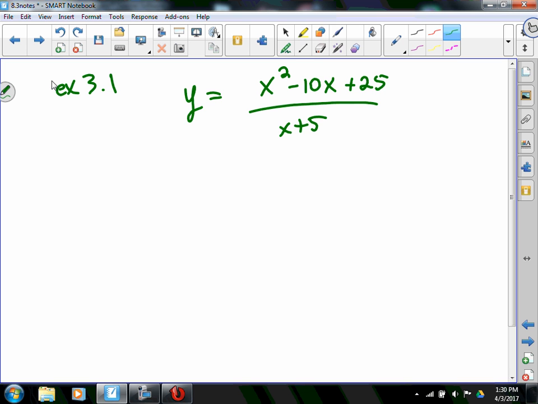Shouldn't that factor easily? On the chapter test, there's a question, true or false, a perfect square trinomial factors easily. That's true, right? So if we were to factor this, yeah, I meant to make the denominator x minus 5, I'm sorry. Hopefully that doesn't mess you up. Do you mind if I make the denominator x minus 5?